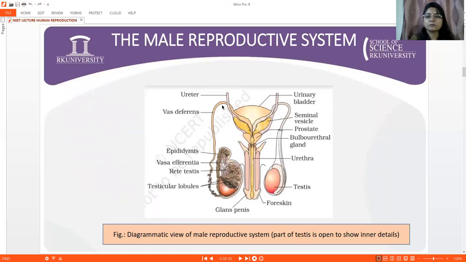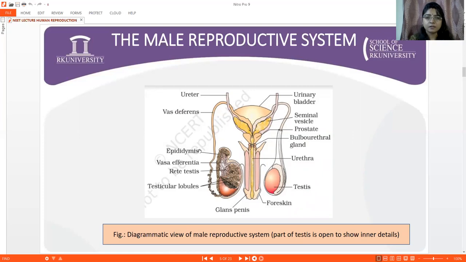Here we see the part of the testis opened to show the inner details. This is the ureter. Next to it, you can see the urinary bladder. This is the seminal vesicle. This is the prostate. Next to it, this is the bulbourethral gland. This is the urethra, and this is the glans penis, and this is the foreskin.